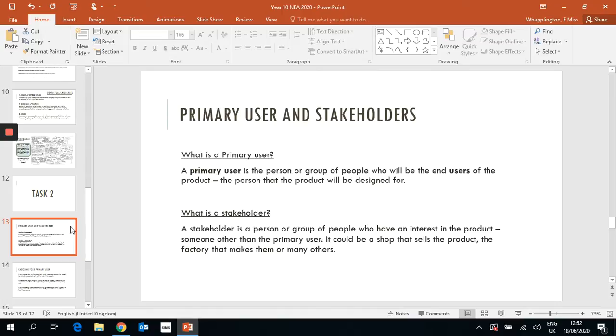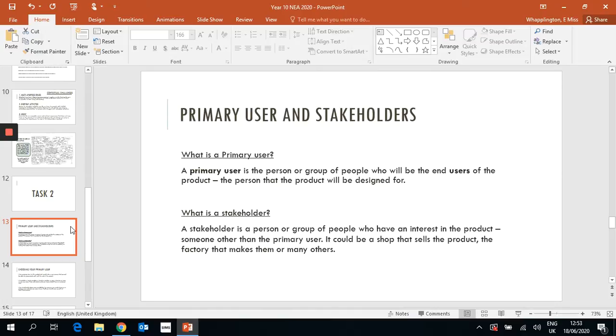Part of the task that needs to be done. It's only quite short. So, primary user and stakeholders. For this coursework, because we are trying to design it as a real product, a real prototype, you need to pick what we call a primary user.